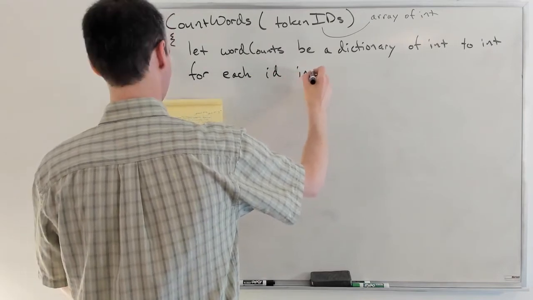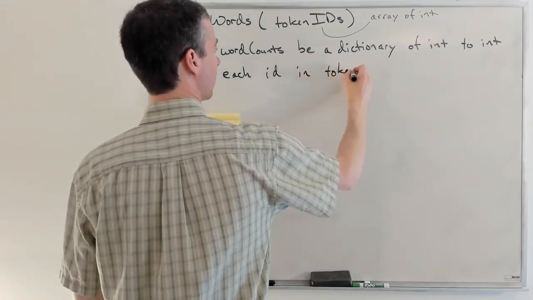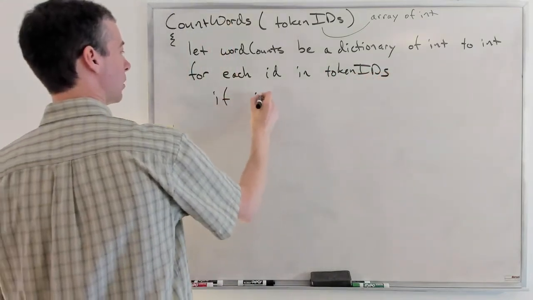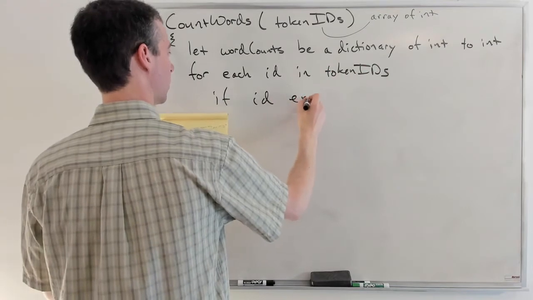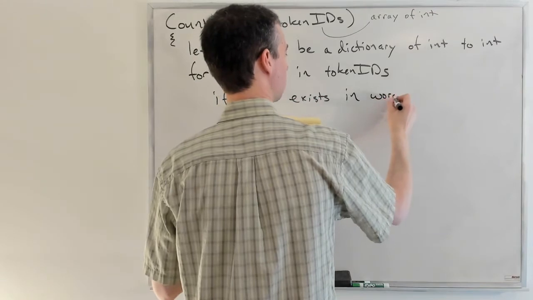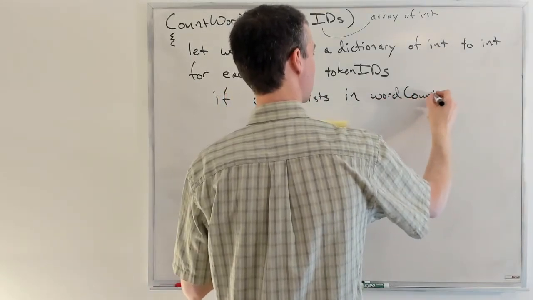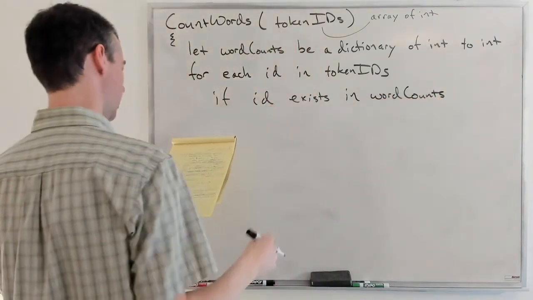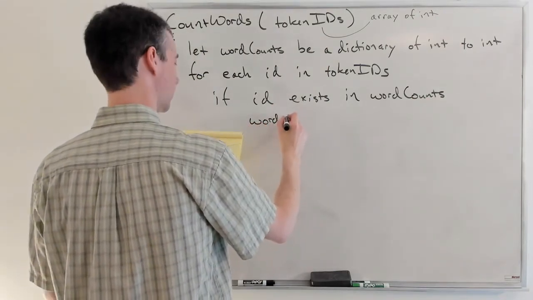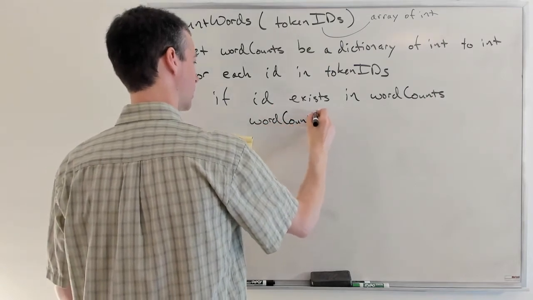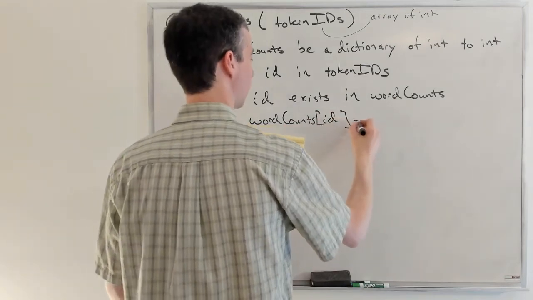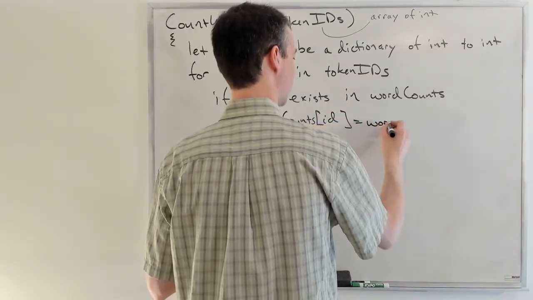Anyway, we're going to iterate through these IDs. And again, this sort of idiom: if an ID exists in our dictionary, so we're checking the keys to see if that ID is there. Oh, if it does, that means we already have a mapping of it in the dictionary. So we can simply do our word counts at our ID, and we can increment this.